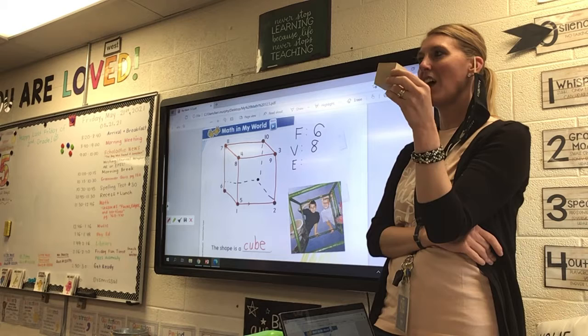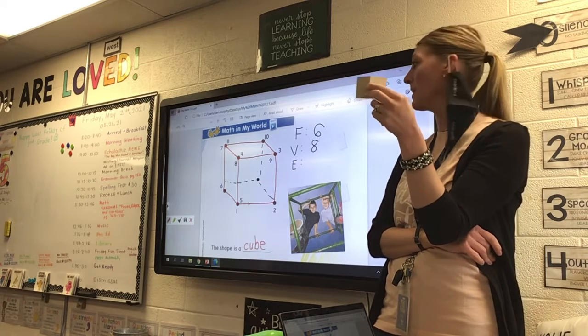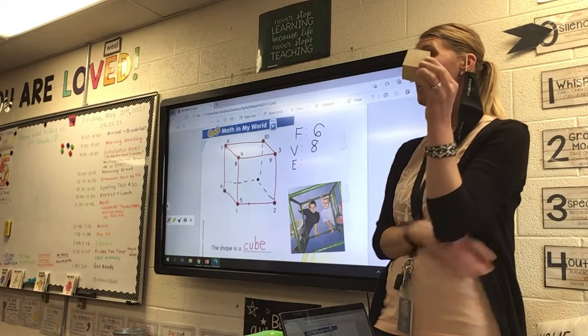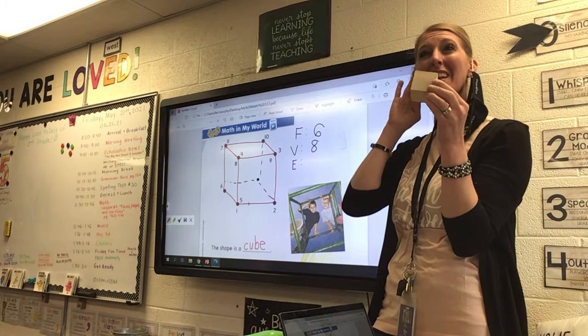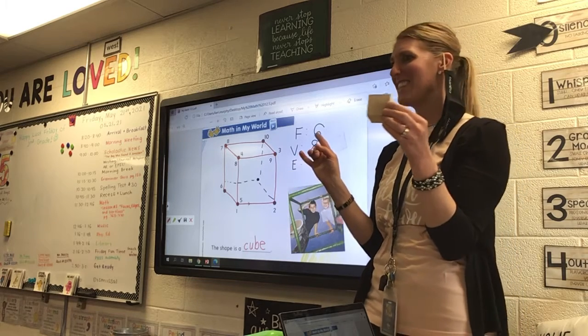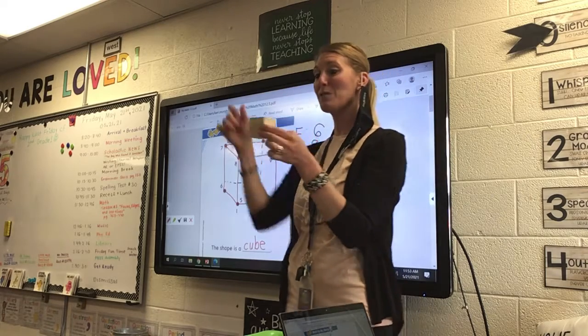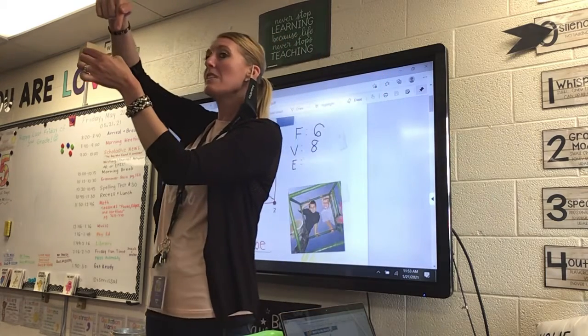Okay. All right, guys, on the count of 3, tell me how many edges you think this cube has. Ready? 1, 2, 3. 10. Okay, I hear 10. But it's not 10. It's 12. Kinsley, what do you think it is? It's 12. It is 12. So let's count. Watch. Kinsley's right.